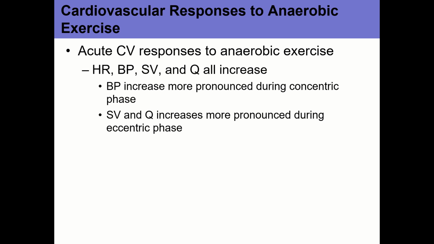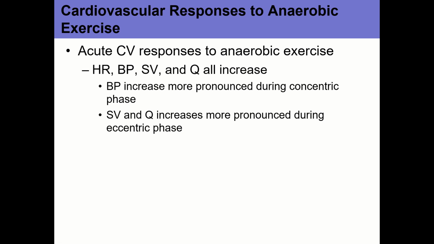Cardiovascular stuff we haven't talked about. So in response to anaerobic exercise, so again, lifting weights for our purposes, while you're lifting, the acute responses: increased heart rate, increased blood pressure, increased stroke volume, and increased cardiac output. Remember that Q is cardiac output, the product of heart rate, how many times the heart beats per minute, and stroke volume, which is how much blood is ejected with each beat. So as heart rate and stroke volume go up, cardiac output goes up.